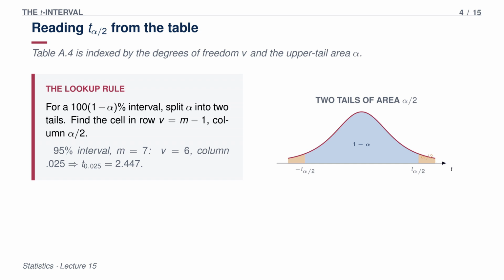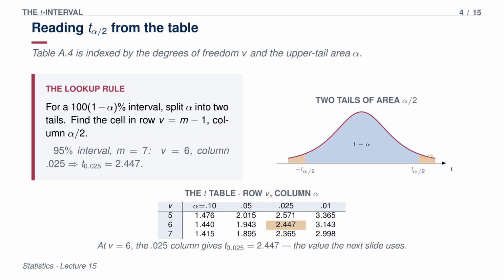95% interval, sample size n equals 7, so v is 6, and the column is 0.025. The cell there reads 2.447. And you can see it in gold in the table. Row 6, column 0.025, 2.447. Notice how the values shrink as you go down a column. More degrees of freedom, less of a tail penalty. Closer to the normal's 1.96.